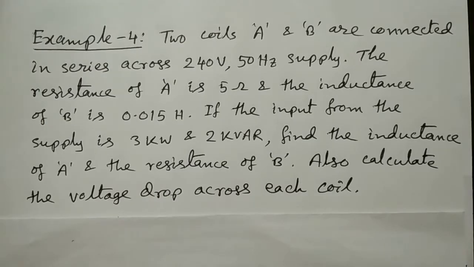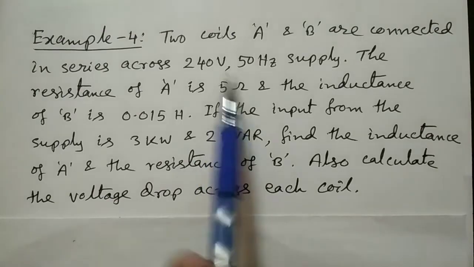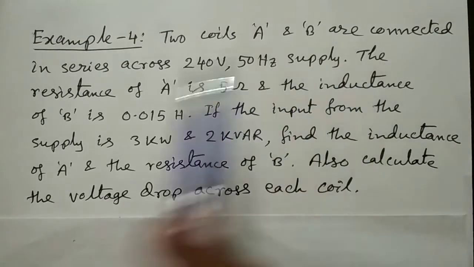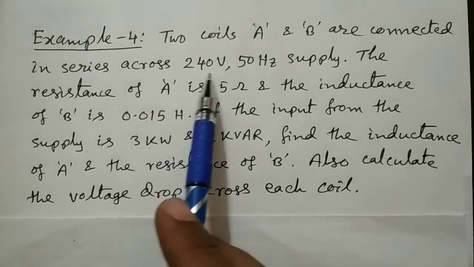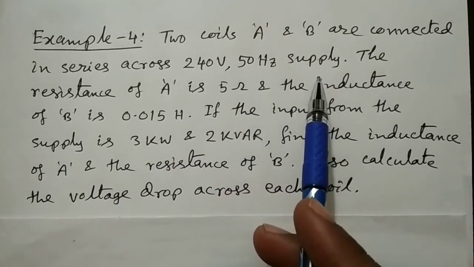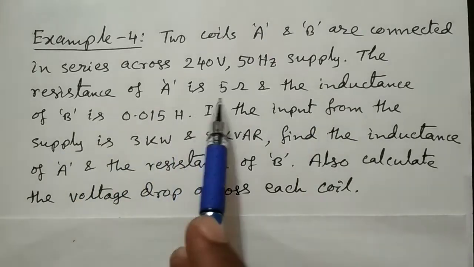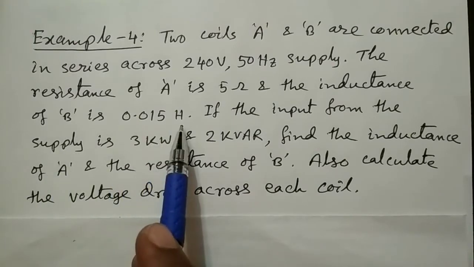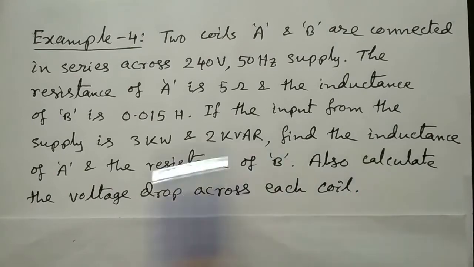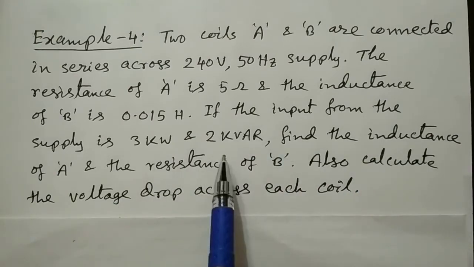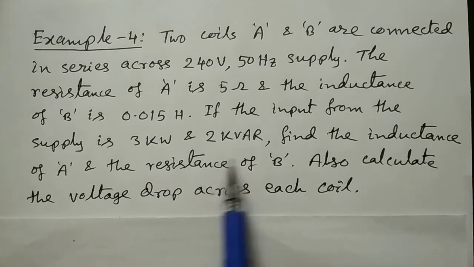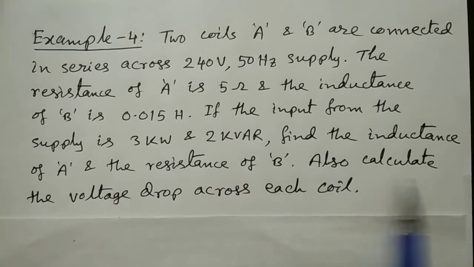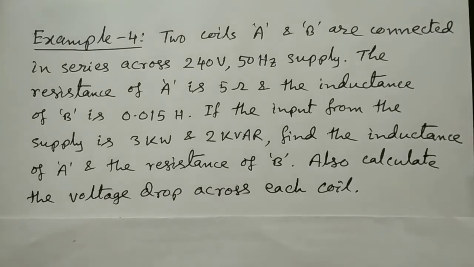Now the example number 4. Here the question is, two coils A and B are connected in series across 240 volt 50 Hz supply. The resistance of coil A is 5 ohms and the inductance of the coil B is 0.015 Henry. If the input from the supply is 3 kW and 2 kVAr, find the inductance of coil A and the resistance of coil B. Also calculate the voltage drop across each coil. So let's see the solution.